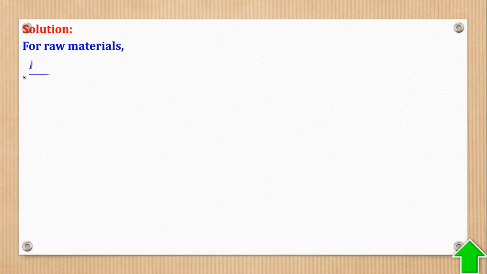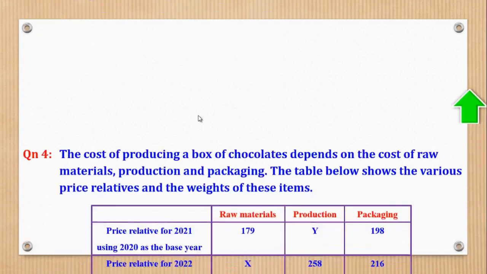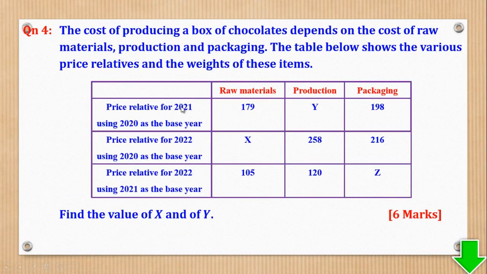So here I shall start with raw materials. For raw materials, remember they gave us 179 somewhere. So this 179 is P of 2021 over P of 2020 times 100 gives you 179. Then when you come to P of 2022 over P of 2021 times 100 gives you 105. Then from there, you realize that X is equal to P of 2022 over P of 2020 times 100.